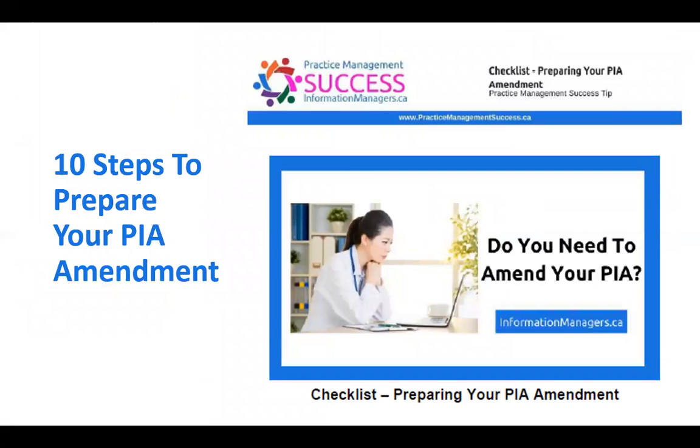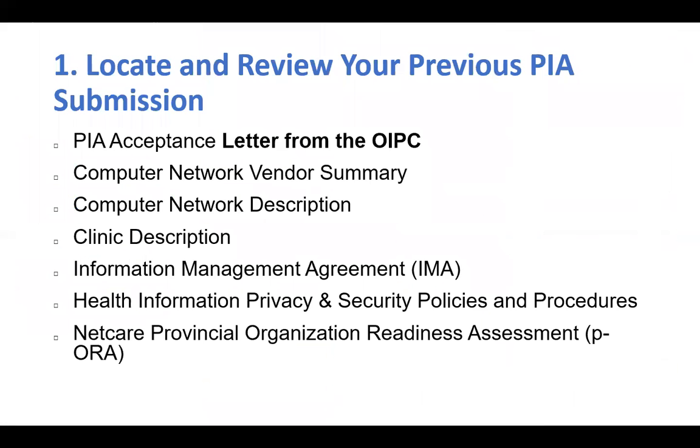So take out the download that we gave you, the 10 steps to prepare your PIA amendment, and then you can follow along and ask me questions as we go through this. So the first step in reviewing your PIA is to find your previous documents. So make sure that you have these documents available to you, because you do need to go back and review what you said you were going to do so that you can say what you're doing now and addressing what's changed. So make sure that you've got a copy of the acceptance letter from the Commissioner's Office when they did the first PIA review for you.